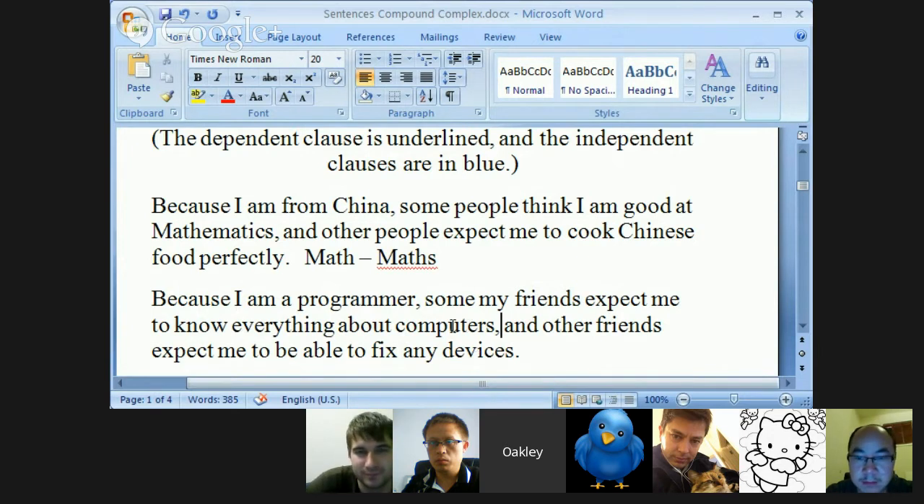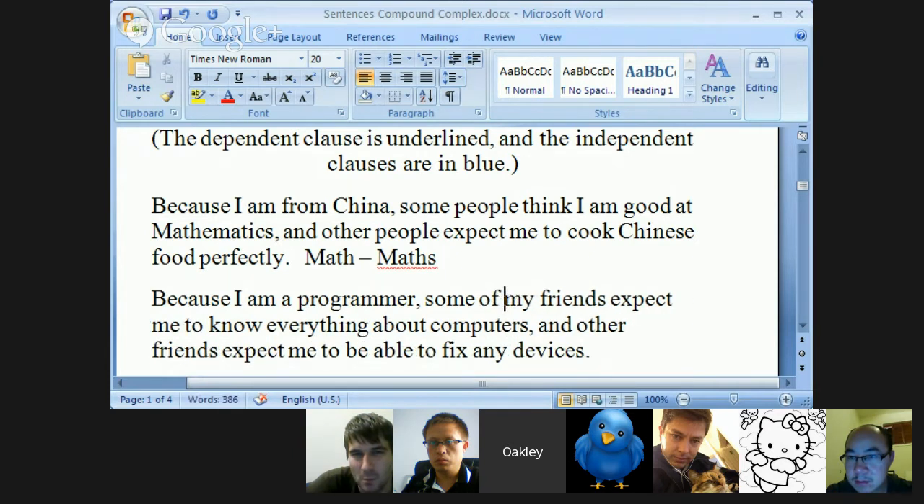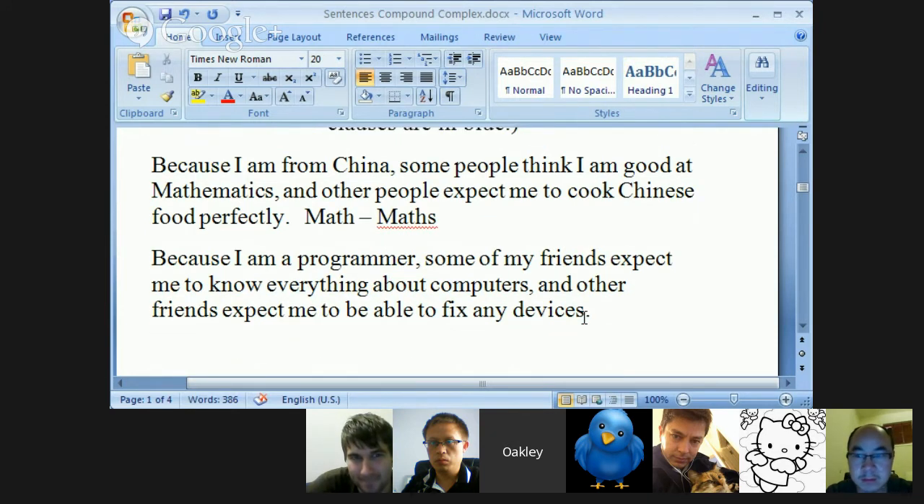I only have one other issue with this sentence. "Some my friends." You need a preposition here. This should be "Some of my friends." There you go. Another perfect example, kind of following the format.